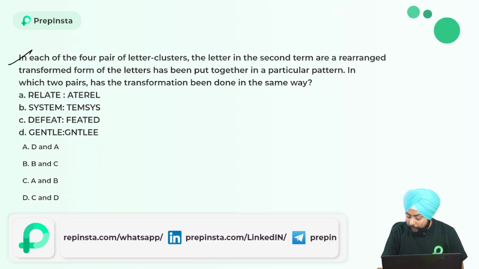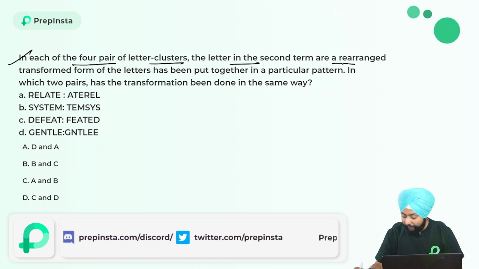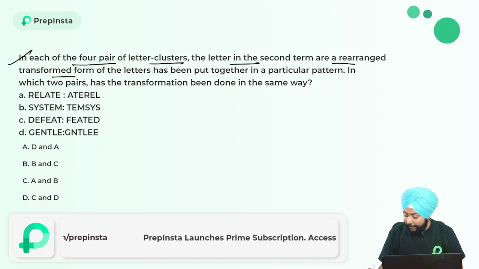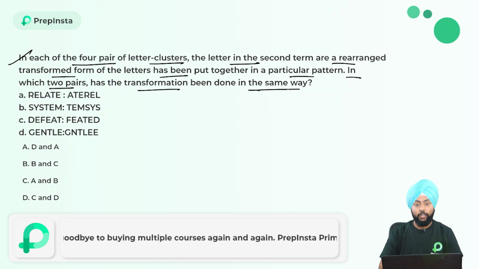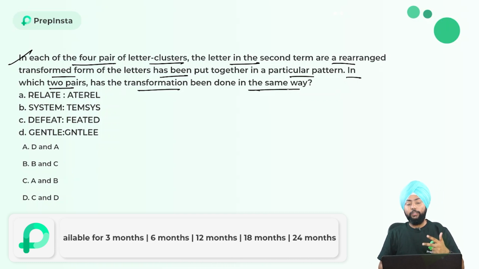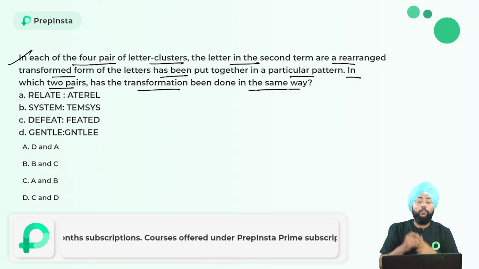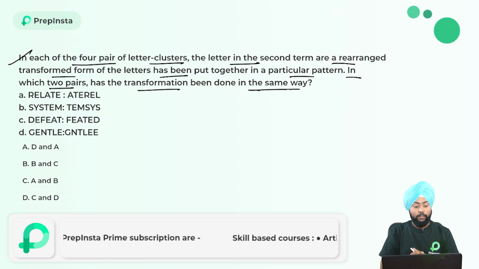Okay, let's see. In each of the 4 pairs of letter clusters, the letters in the second term are rearranged. The transformed form of the letters has been put together in a particular pattern. Now, in which 2 pairs has the transformation been done in the same way? Basically, in these options, there are 2 options where the transformation of letters is of the same type. So you have to identify those 2 options.